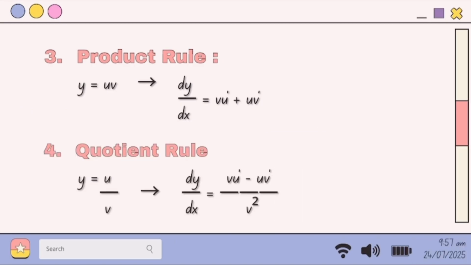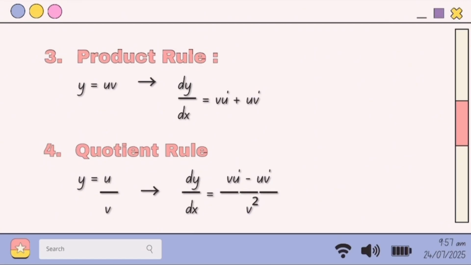Now, let's continue with the product rule. When we want to differentiate functions that are multiplied together, we cannot just differentiate them separately. We need to apply a specific rule, which is the product rule. The product rule formula is, if we have a function y equal to uv, we change it into vu prime plus uv prime, and we can calculate them to get the answer.